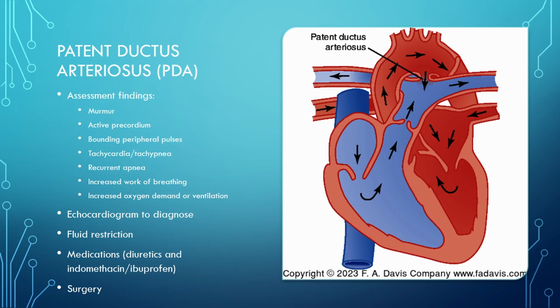If you think that the baby has this, they're going to do an echocardiogram to diagnose it. You're going to want to restrict the fluid of your babies. They might give some medications like diuretics and indomethacin or ibuprofen, as those can help close that PDA, and they might need surgery. So this is something that, with a murmur, they kind of suspect might be going on.